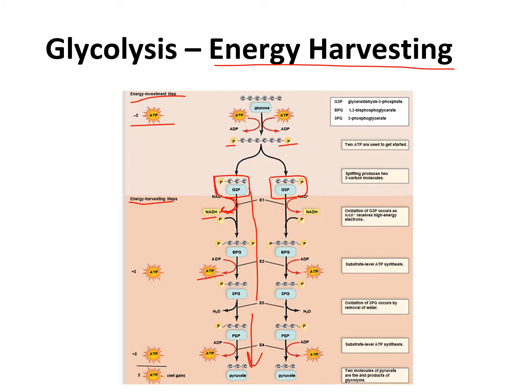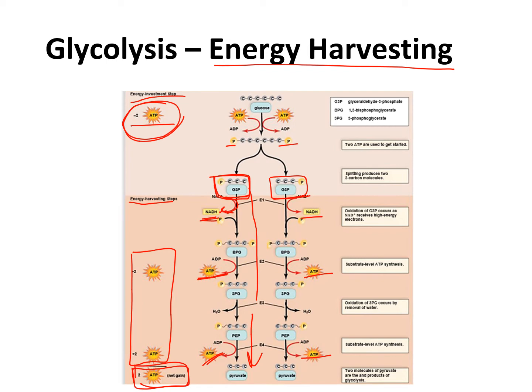So for each G3P molecule, 1 molecule of NADH is going to be produced and 2 molecules of ATP. So because there are 2 G3P molecules, that means you will generate 2 NADH molecules and a total of 4 ATP molecules. So the total energy production for glycolysis is going to be a net gain of 2 ATP, because remember 2 were used during the energy investment step, and then 4 were produced during energy harvesting. So your net gain is 2 ATP.